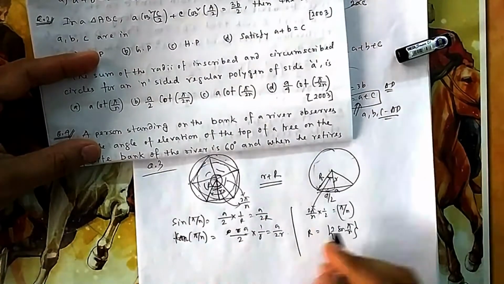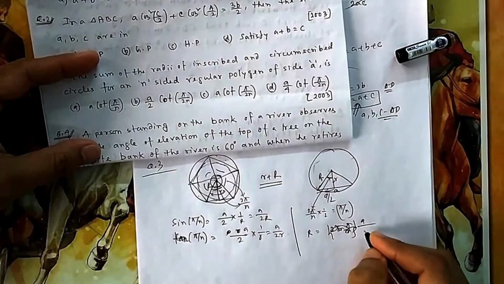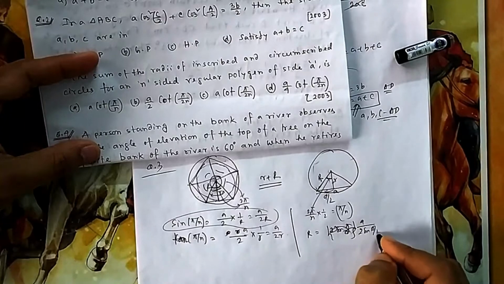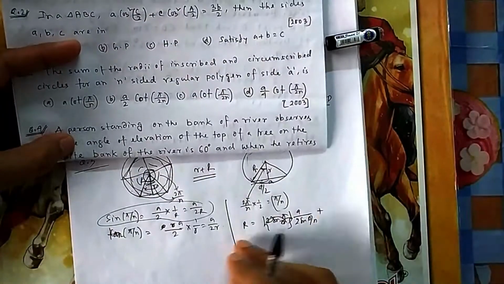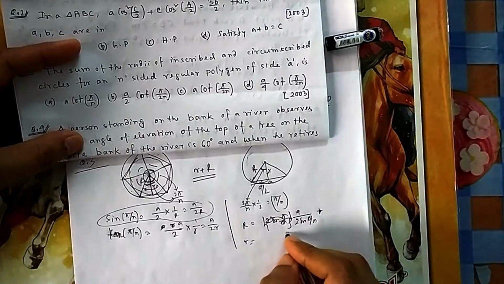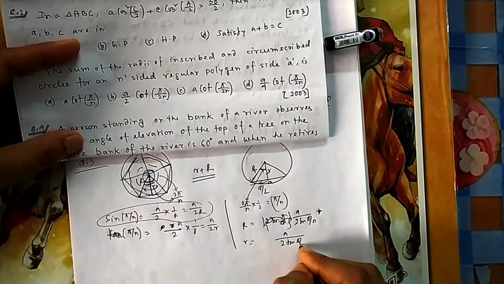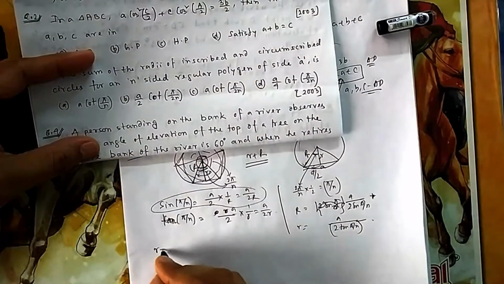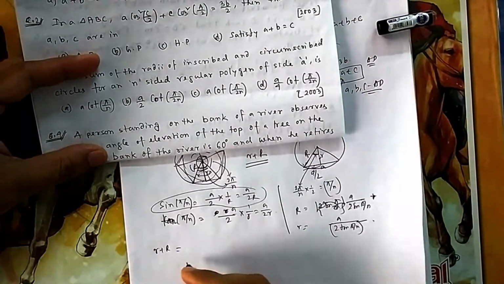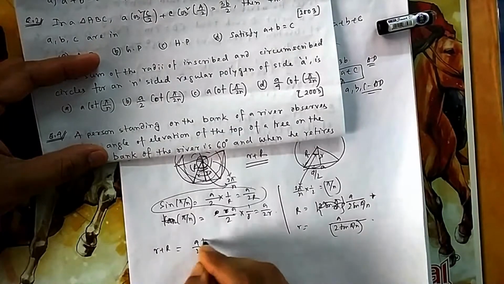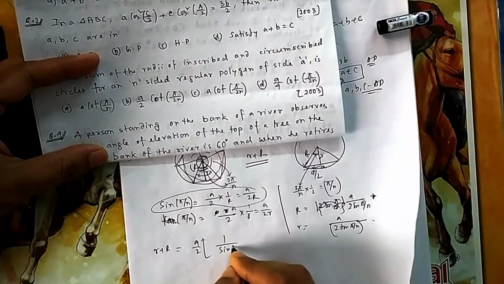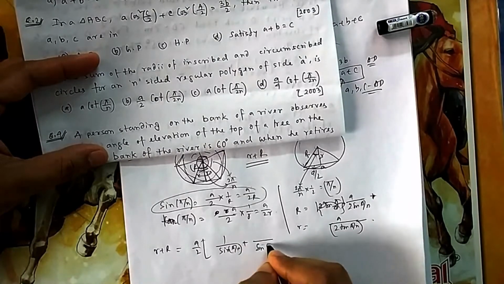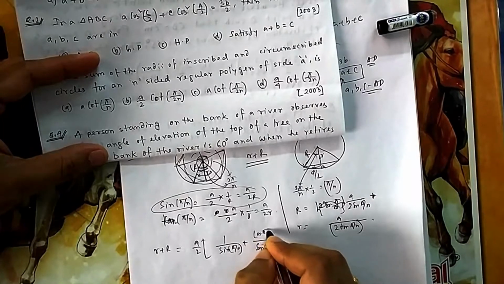What is capital R? R is equal to A by 2 sine pi by n, plus, what is the small one? A by 2 tan pi by n. If we add these two, small r plus capital R, A by 2 you can take common, and this will be 1 by sine pi by n plus tan, and tan you can write as sine by cos, so cos pi by n.